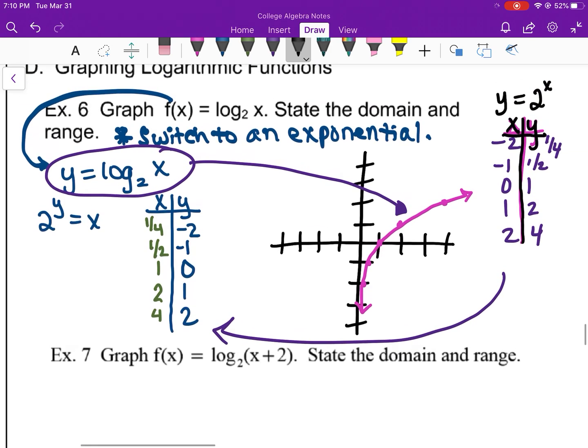Now, the domain and range of this pink curve: the domain starts at 0 and goes to the right. The range is all reals.